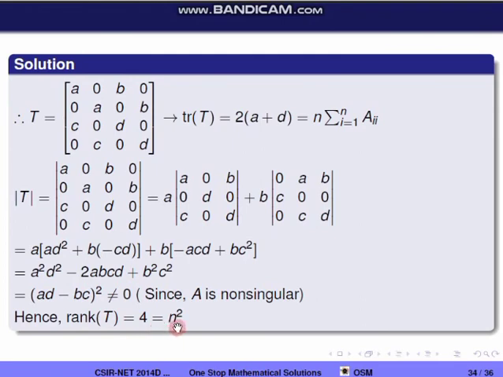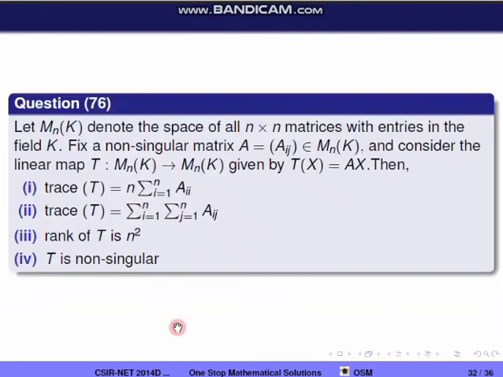So now we'll check the correct options. So the correct options are 1, 3 and 4.